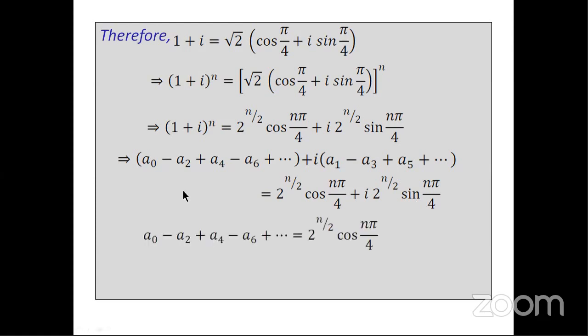Now, we are comparing the real and imaginary parts on both sides, children. Then you will have a0 - a2 + a4 - a6 and so on, all this is equal to 2^(n/2) into cos of n pi by 4. And a1 - a3 + a5 - a7 + so on, this is equal to 2^(n/2) sin n pi by 4.